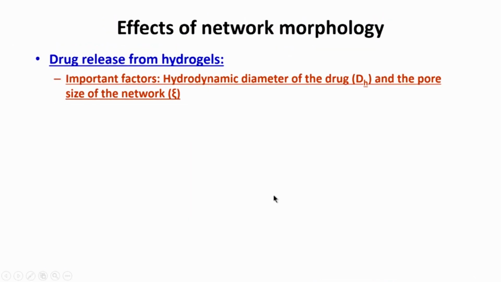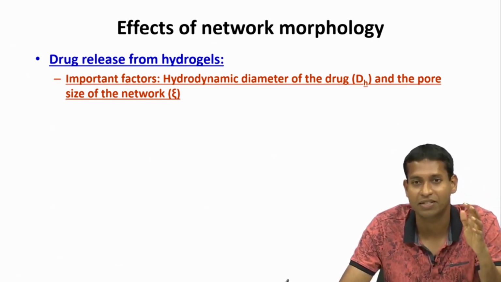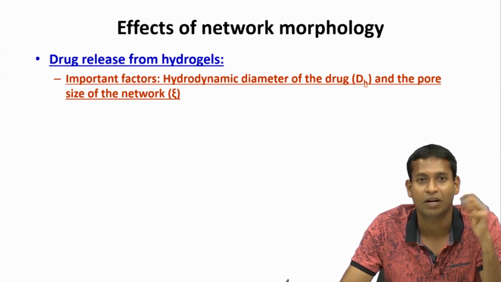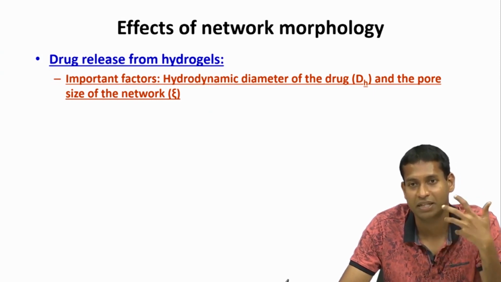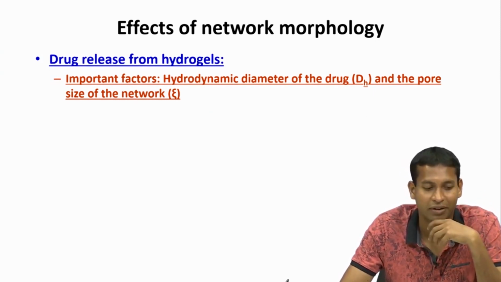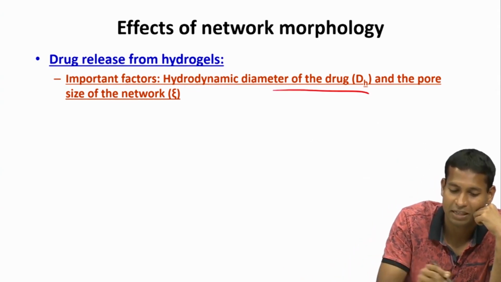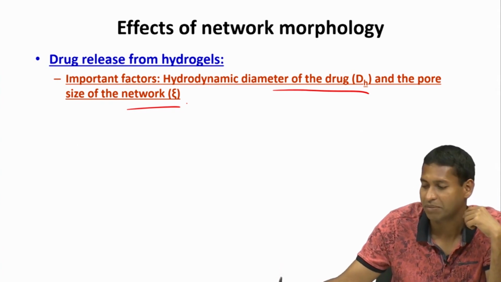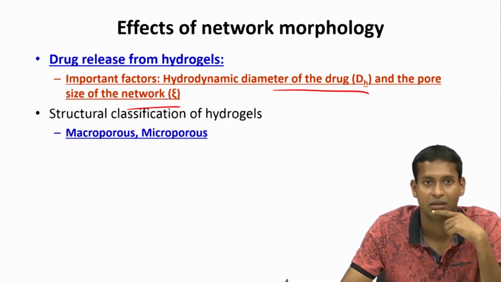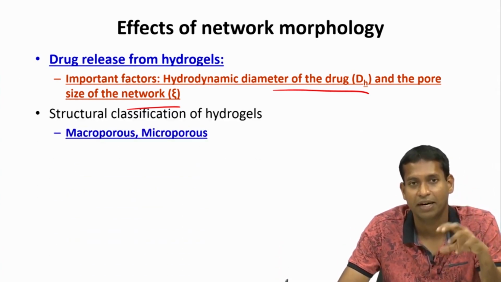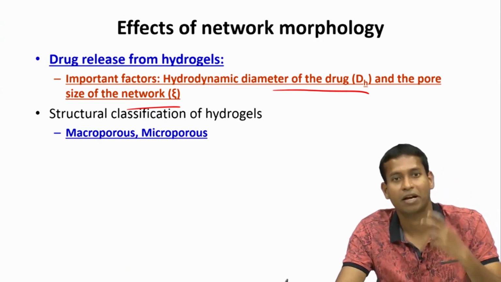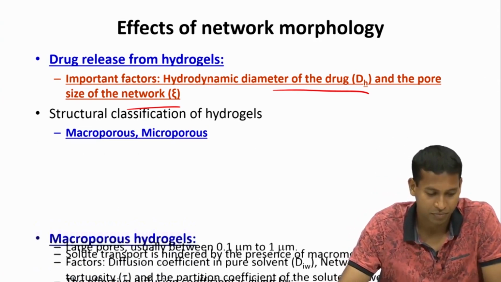So now, how does the network morphology matter? In the previous case we have not really taken into account anything that has to do with the hydrogel. So what role does the hydrogel play? Now that the drug is released from the hydrogel, the drug diameter as well as the size of the network becomes important. So we can now classify the hydrogels into different forms. It could be macroporous or microporous.